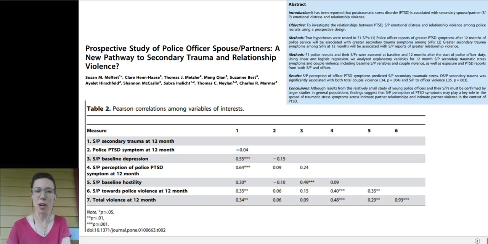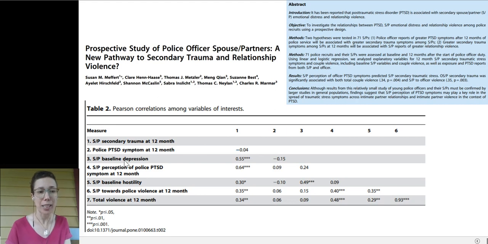It's kind of hard to tell without understanding some of the information behind the study, right? Like we see a really high correlation over here. Total violence at 12 months might be reflective of violence within the relationship. I didn't include quite enough information to understand some of these details, so it's a little difficult to assess.